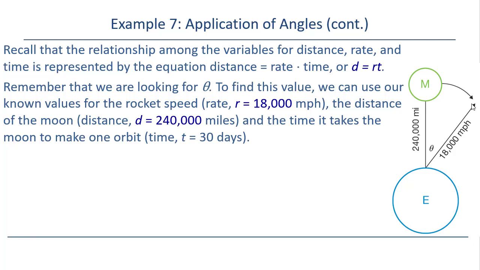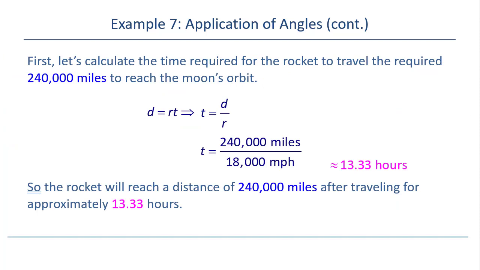When do they intersect? Okay, so we've got a rate of 18,000 miles per hour for the rocket, and we've got a distance of 240,000. It doesn't matter at what angle we're shooting it, it's still going to be 240,000 miles away. I said 2,400 by mistake. So we know how long it will take for the rocket to reach the moon's orbit. Think of it as like a ring around the Earth. At what point will it hit that ring?